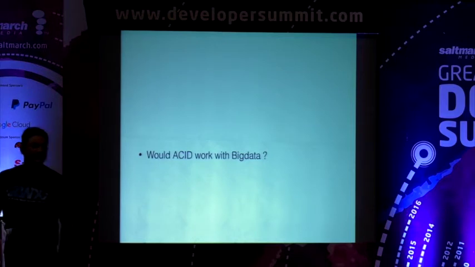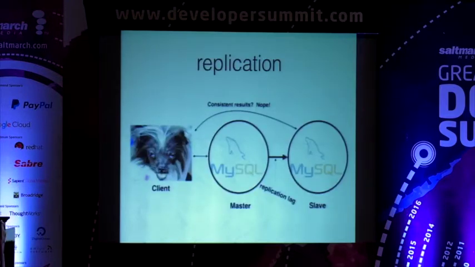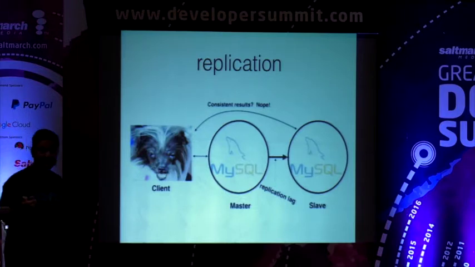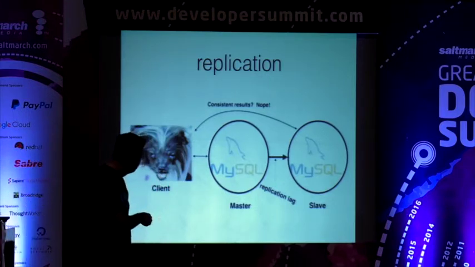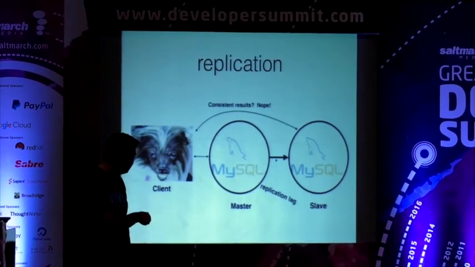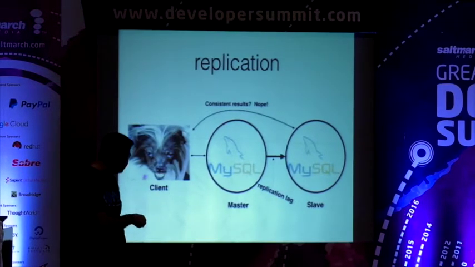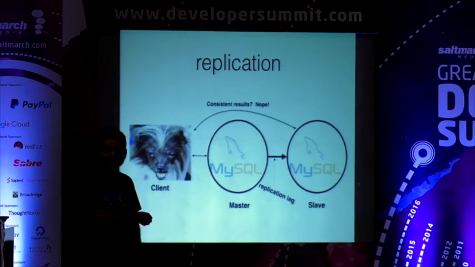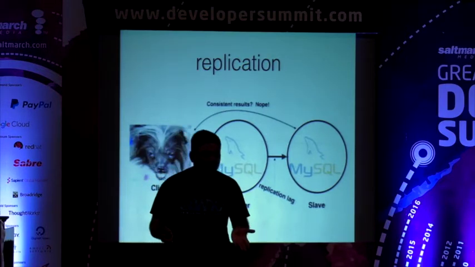Anyone? It's really not possible. Why is it not possible? You may say that, hey, I have a replication. I have billions of rows in the database. I have a replication. MySQL, SQL Server, Oracle, any database you take, you can have master and slave. There will always be a replication lag of a few seconds. So you cannot call it an ACID transaction anymore.